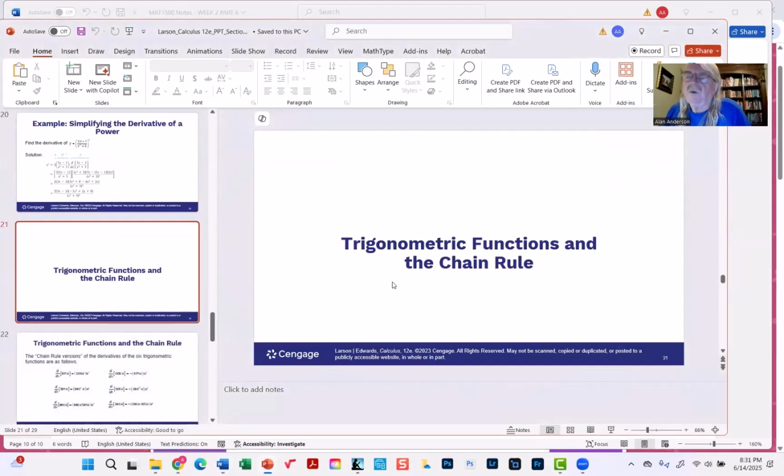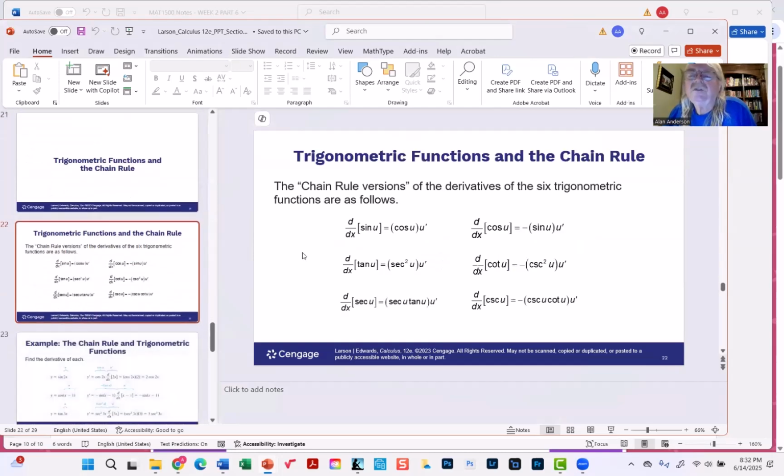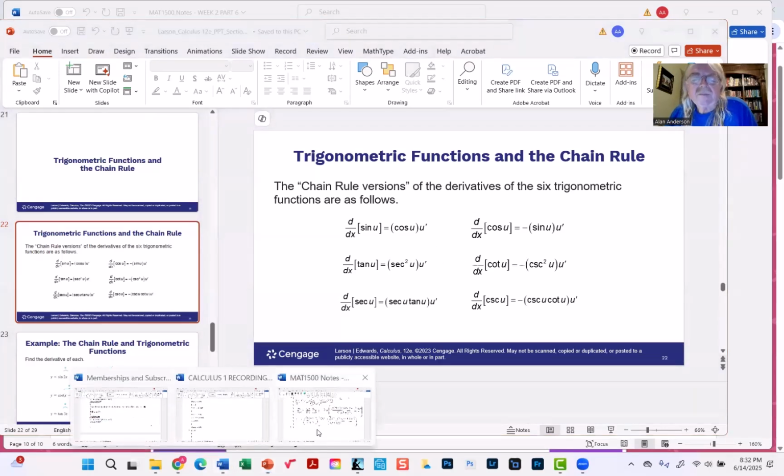Now, the trig functions, of course, also may require the chain rule if we're trying to take the derivative of not just x itself, but a function of x. So in the notation here, the u is understood to be a function of x. Okay. So the only real difference you can see here, they've got, for example, the derivative of sine u is cosine u prime. Now remember, u prime is just another way of expressing du dx. And so they're all the same.